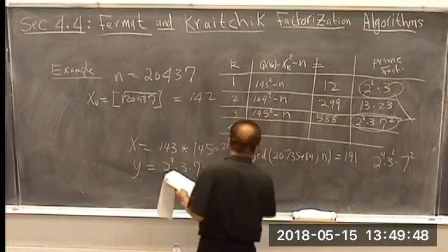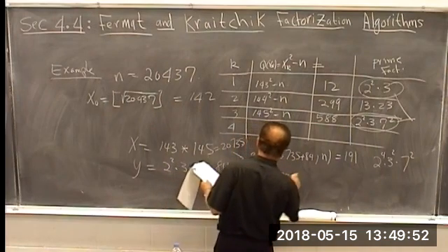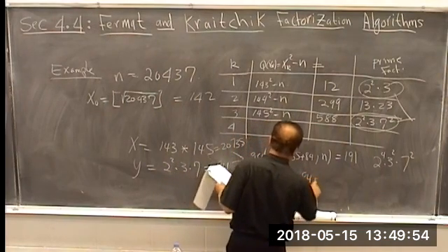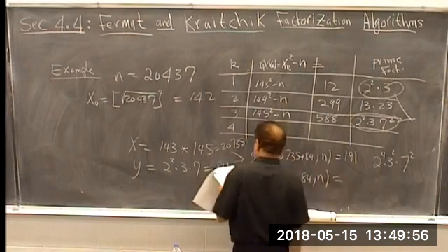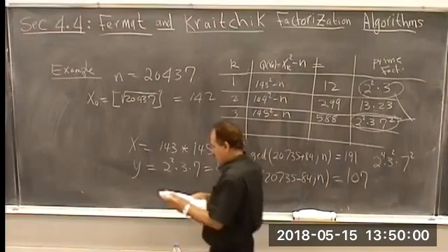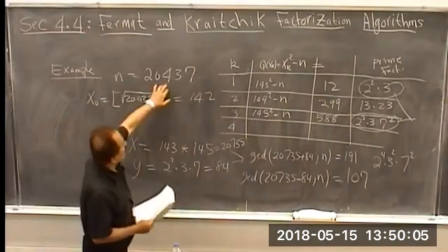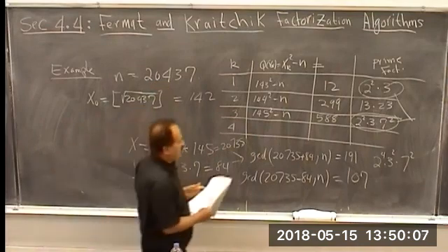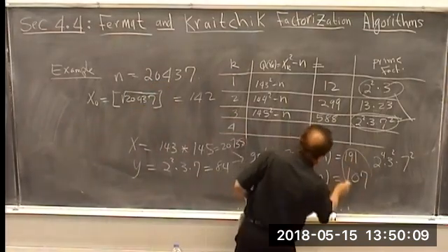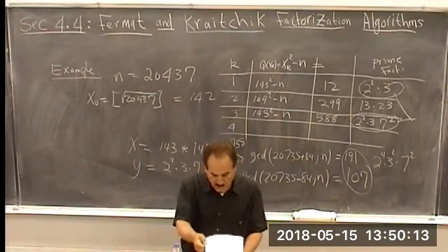And the difference, 2735 minus 84 and n, in this case turned out to be 107. And when you multiply this out, it gives you the number that we are factoring. Okay, so these are the 2 prime factors, and we are done. All right, let's stop right here.